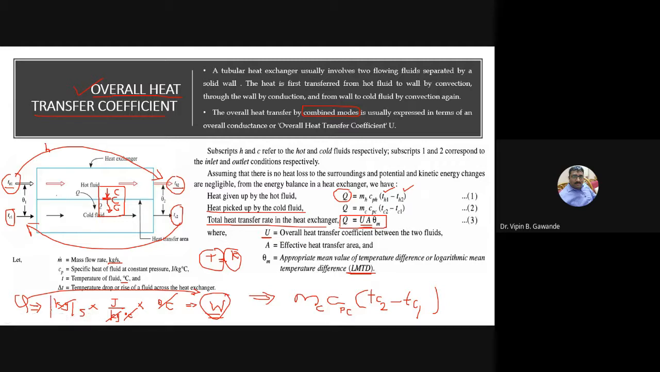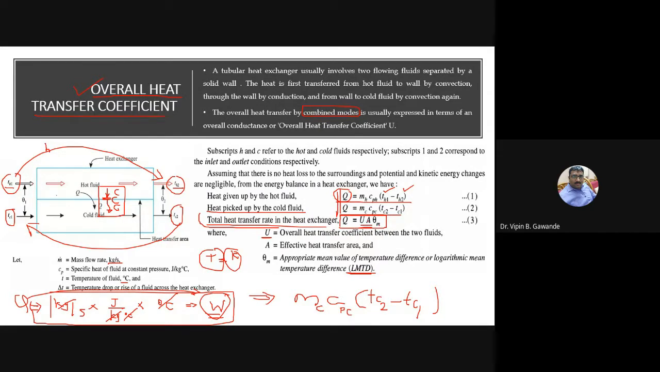Okay. So this is unit conversion. What we have to do is go with these formulas: Q is equal to m cp delta T for the hot fluid, and Q is equal to m cp delta T for the cold fluid, and the final total heat transfer will be Q is equal to U A theta m.